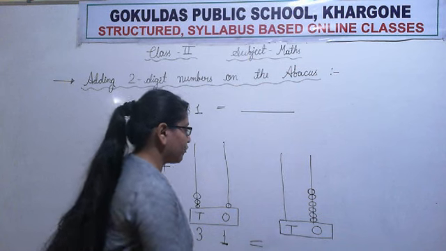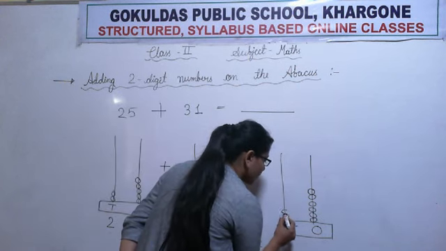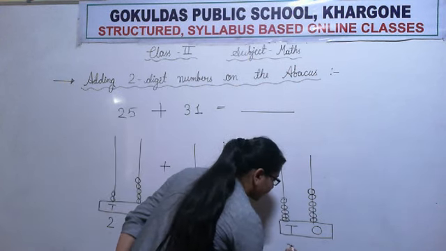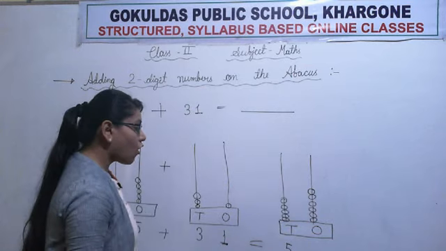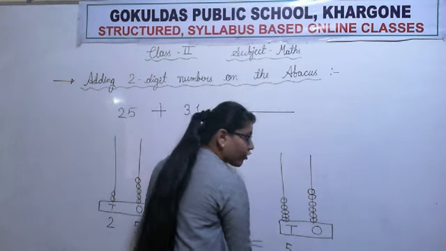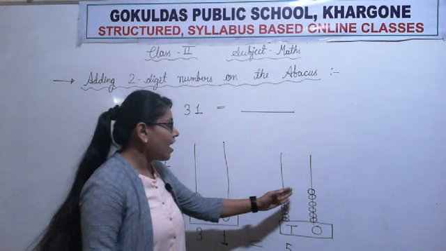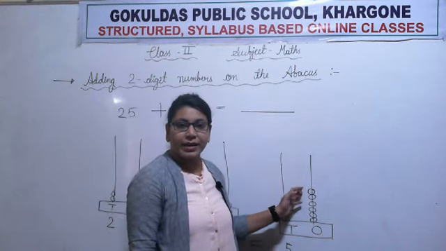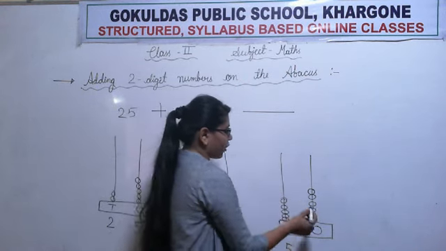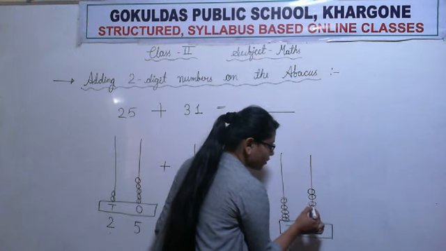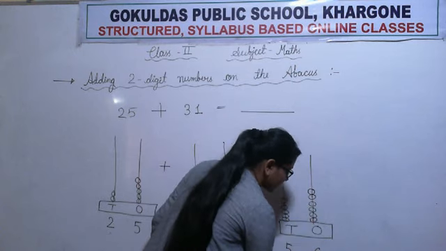Very good, 5. So we will draw 5 beads here. As we count, we will draw here, otherwise we will forget that. Now, if we forget how many beads we have drawn here, for that we have to count it: 1, 2, 3, 4, 5 and 6.